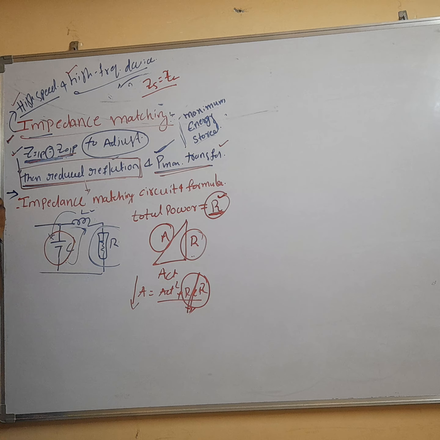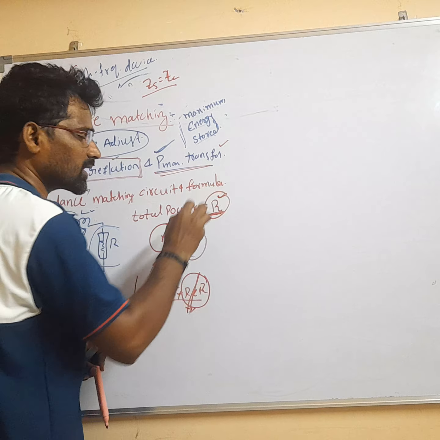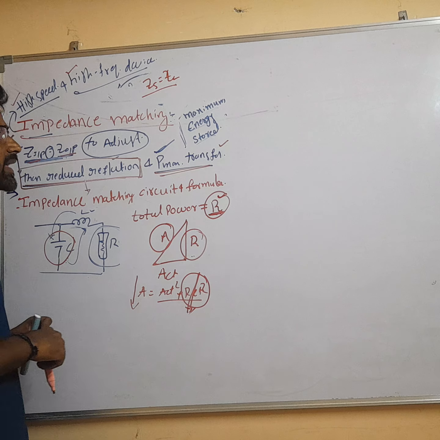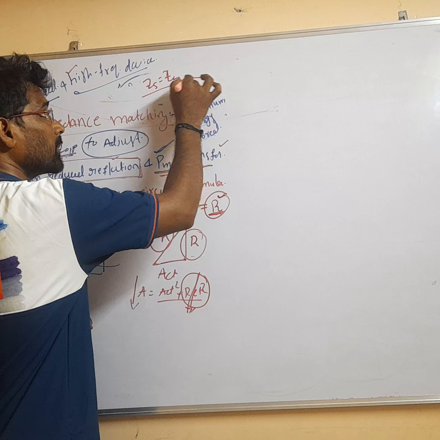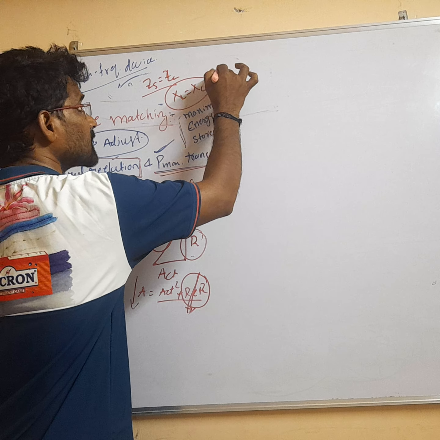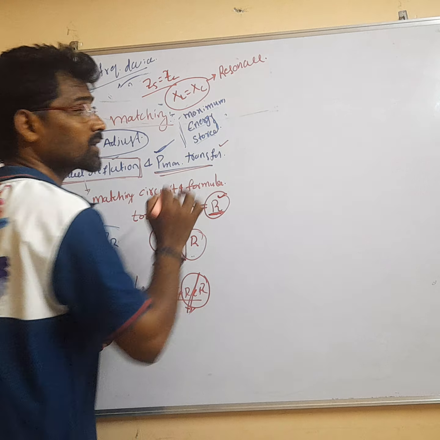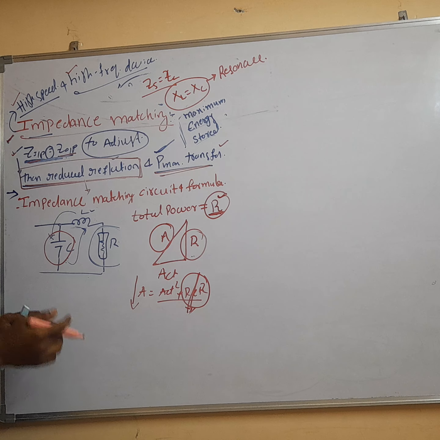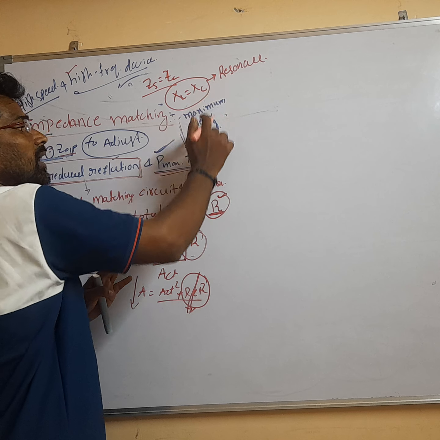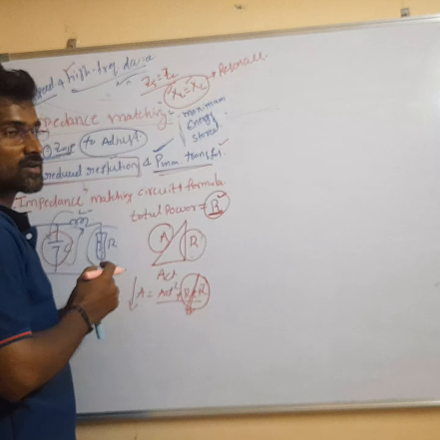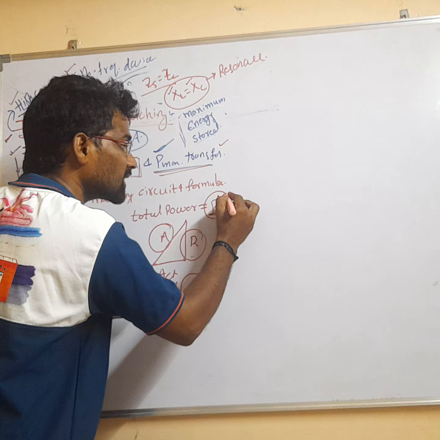So when the impedance is matching, only the power is dissipated on the resistance. For the remaining parts, XL is equal to XC is maintained, and this is the resonance condition. In the resonance condition, the maximum energy is stored in the inductor and capacitor, and the power is dissipated in the resistance.